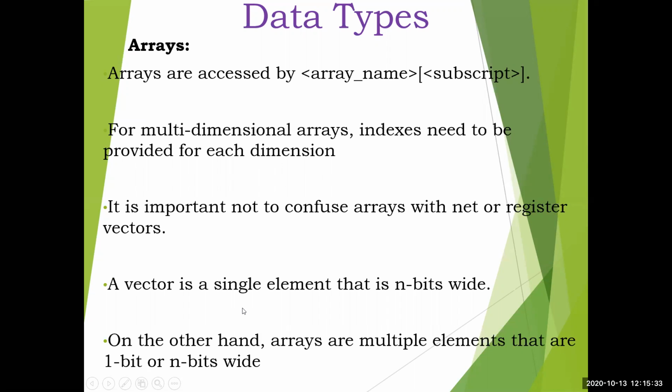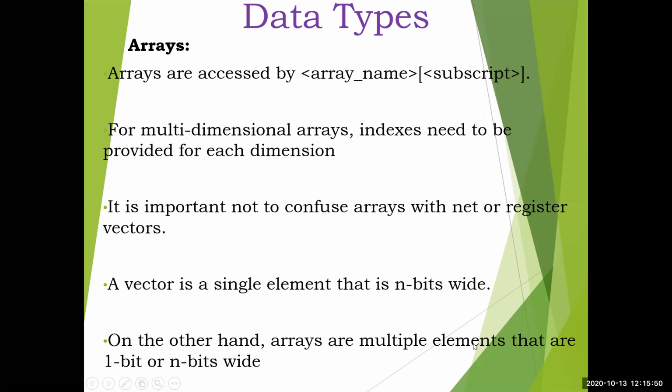Okay, so how do we define this? A vector is a single element that is n bits wide. Earlier we have used [3:0] a. That means a is 4 bits wide. So if it does not use a vector, it is 1 bit, right? So that is this one.